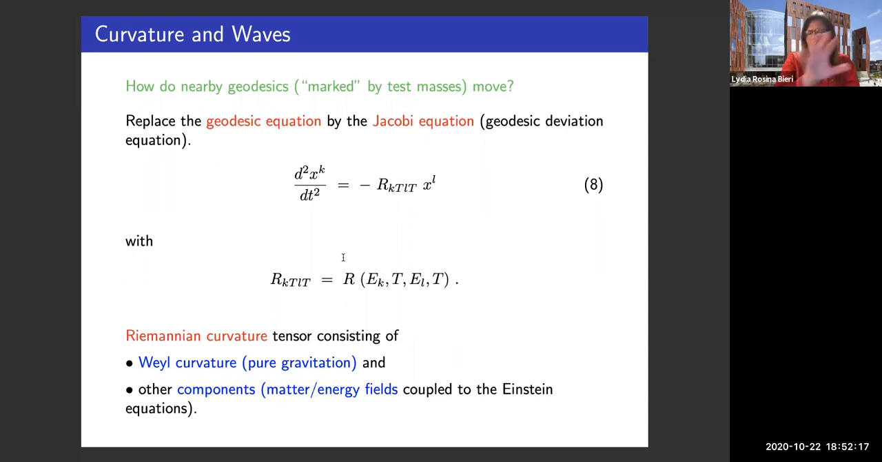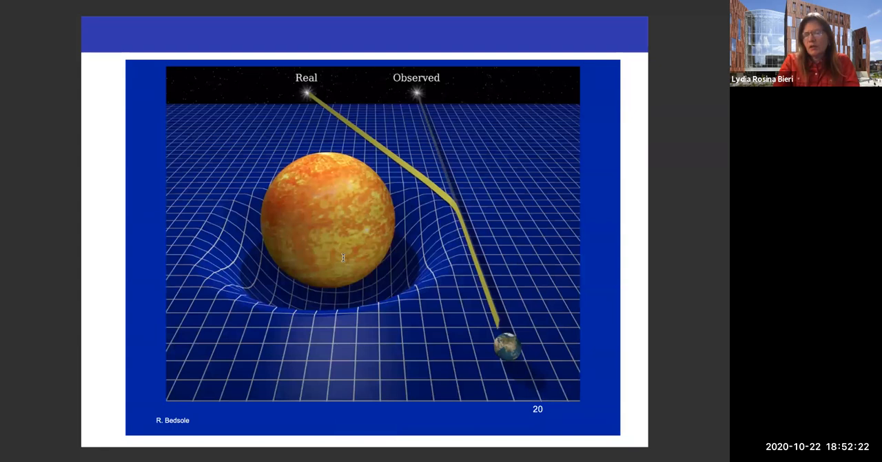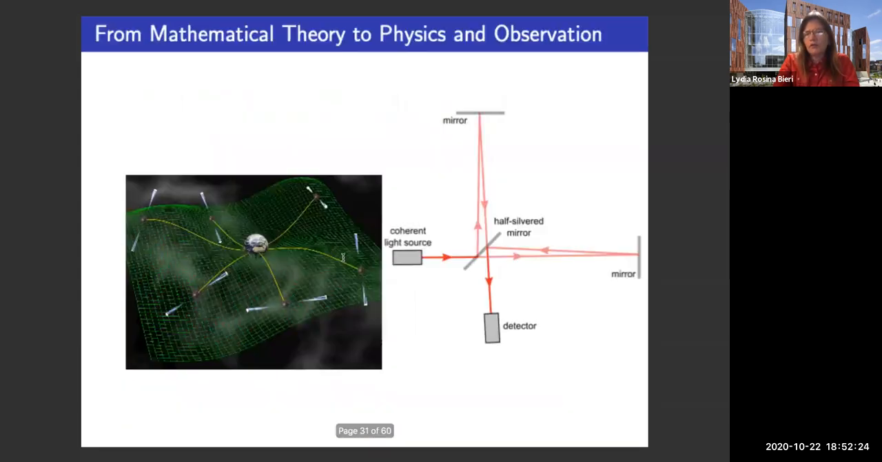Okay, curvature tells us how this stuff moves. Now, what does it mean? So again, this is just another way of looking at curvature. Maybe I just jump here.